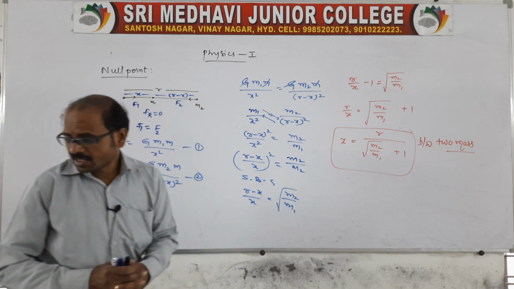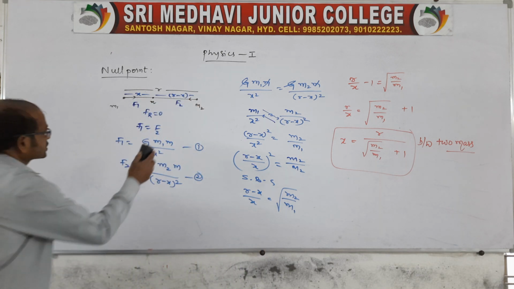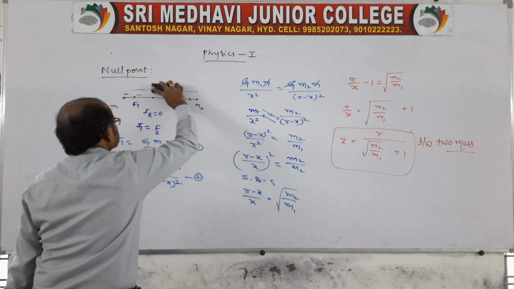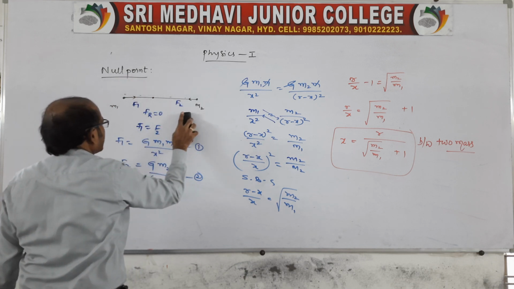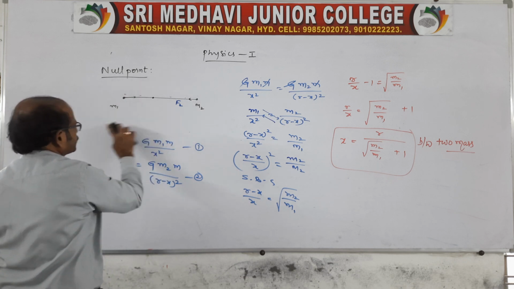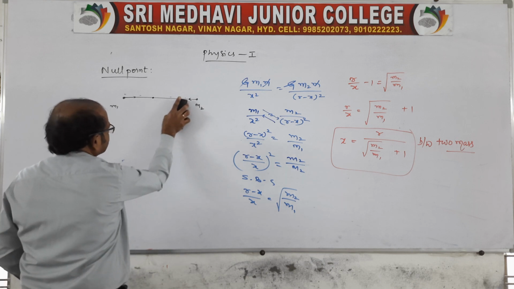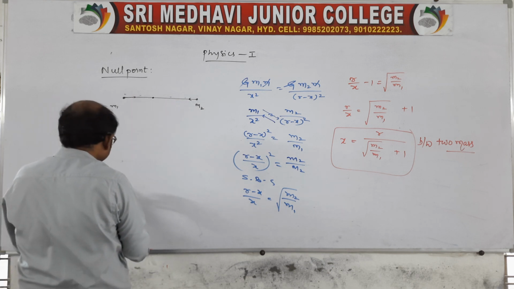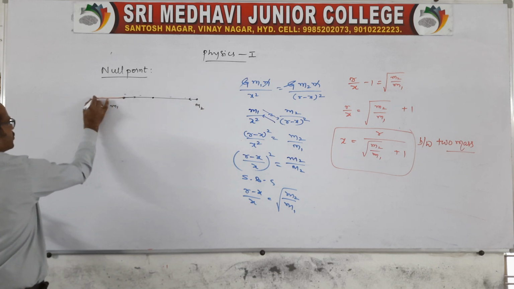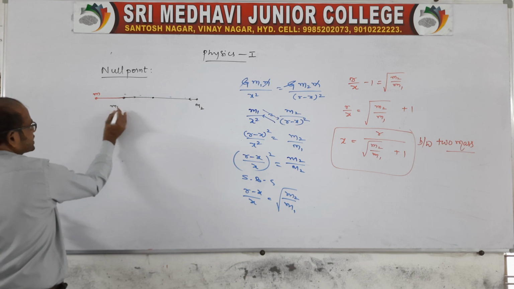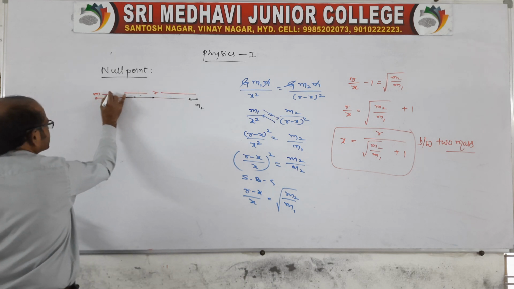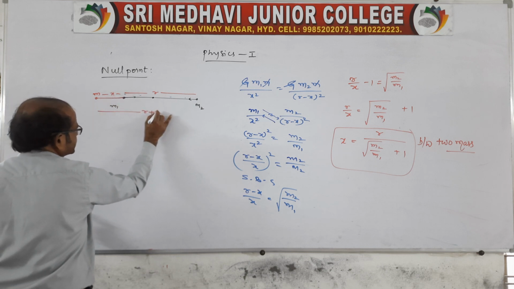Sir, what will happen outside? Yes, look at outside also, because you remember it is there in the second year also. So now I am telling the null point outside. If the point mass is placed outside, whether it is very close to m1 or very close to m2, no problem. The distance between these two you say is r, and from this you say x. Now this will be r plus x.